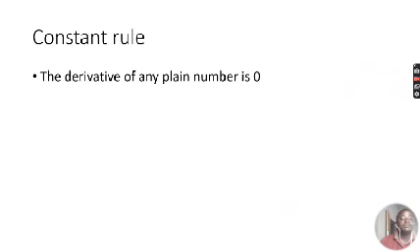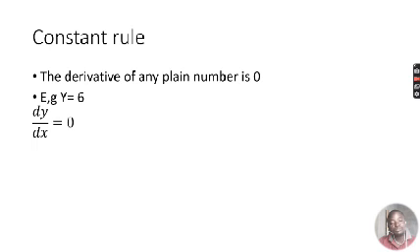We started by talking about the constant rule. And we said that this rule states that the derivative of any constant, any number without a variable, is 0. For example, y is equal to 6. If we differentiate y, we are going to find that it is 0, because y is equal to 6 and the 6 has got no variable. It is a constant.